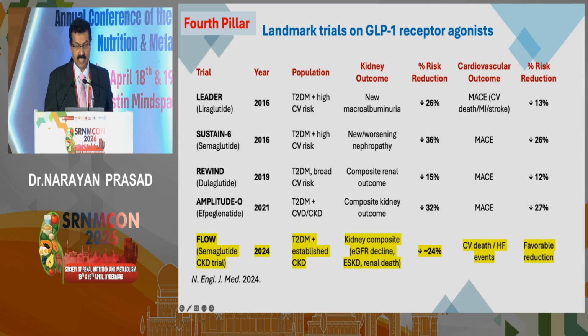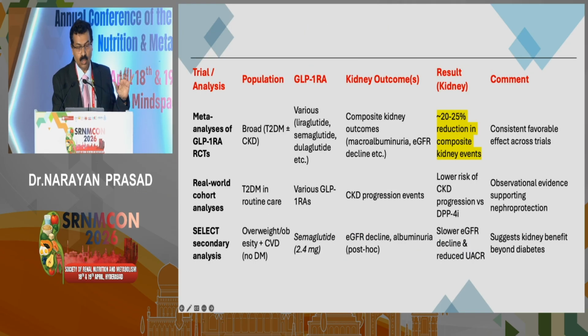The first 4 trials were cardiovascular directed trials. The FLOW study was a kidney outcome trial. Here we can see risk reduction was 24% in composite kidney outcomes with the use of semaglutide. Then again, multiple meta-analyses have also shown a composite kidney risk reduction of 20 to 25% with the use of different kinds of GLP-1 receptor analogs.